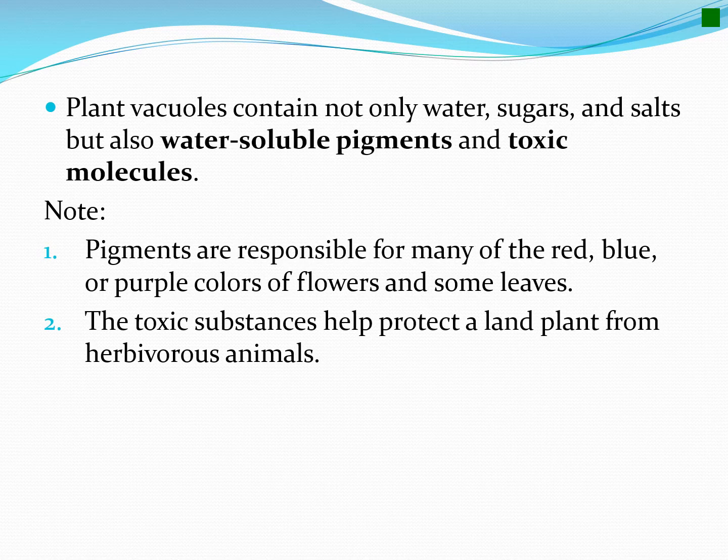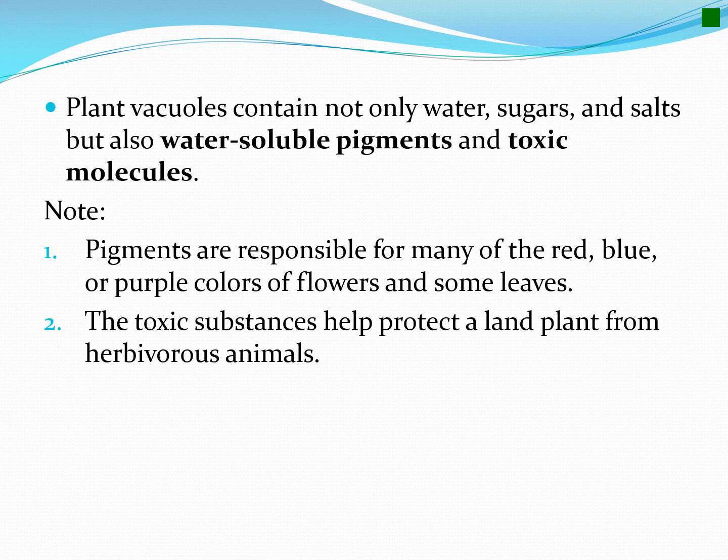Plant vacuoles contain not only water, sugars, and salts, but also water-soluble pigments and toxic molecules. Remember that a pigment is any substance which is able to provide a specific color. Then, pigments present in vacuoles are responsible for many of the red, blue, or purple colors of flowers and some leaves. That is, flowers and some leaves present the colors we know because of pigments that are present in vacuoles of their cells.